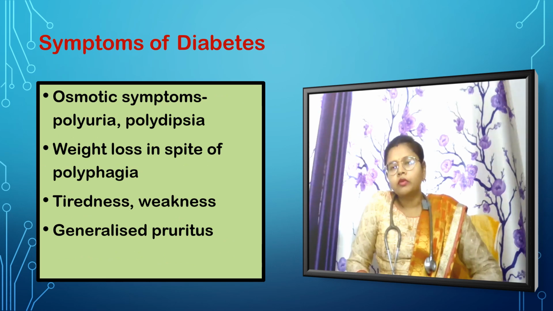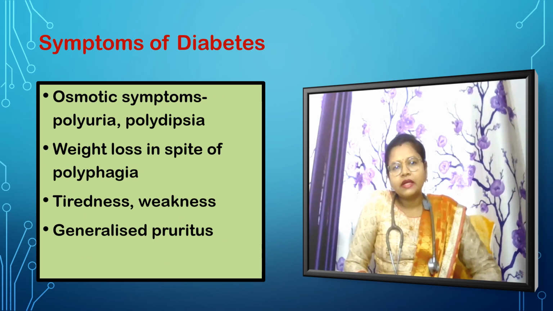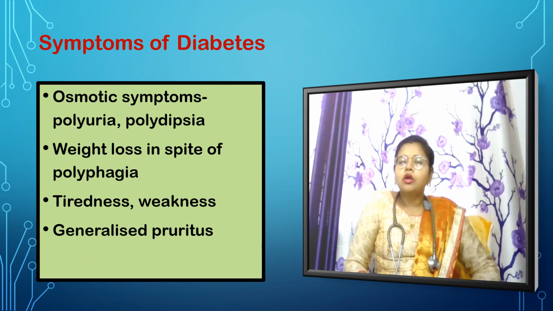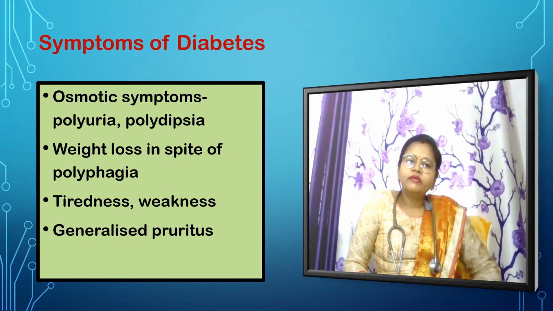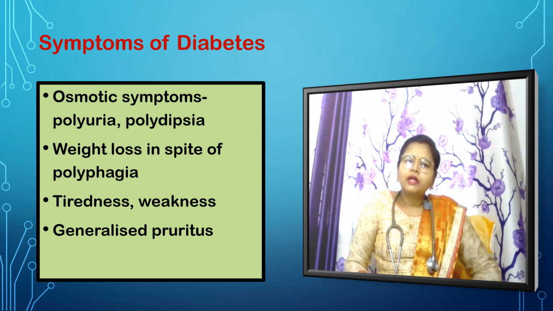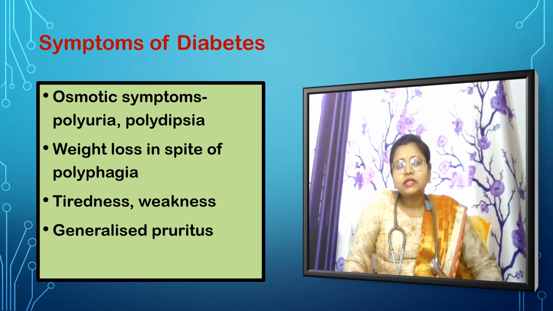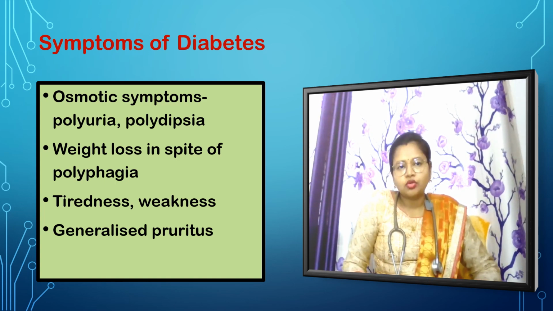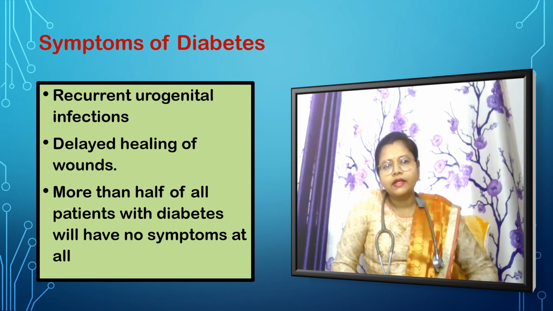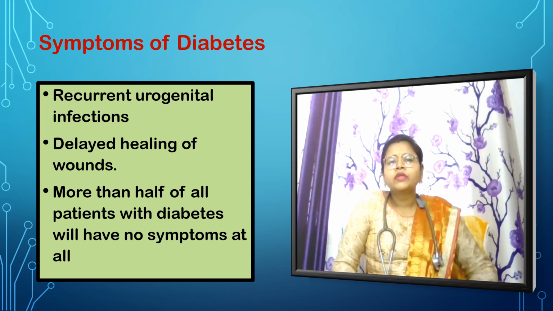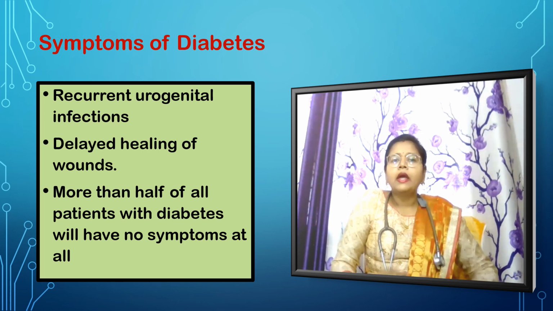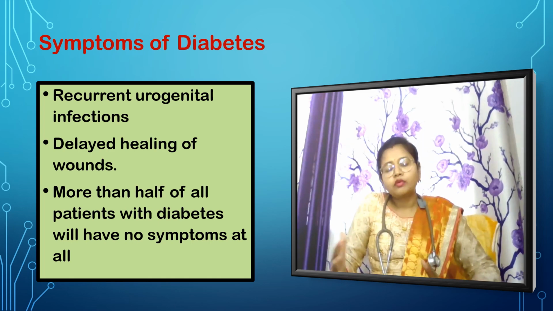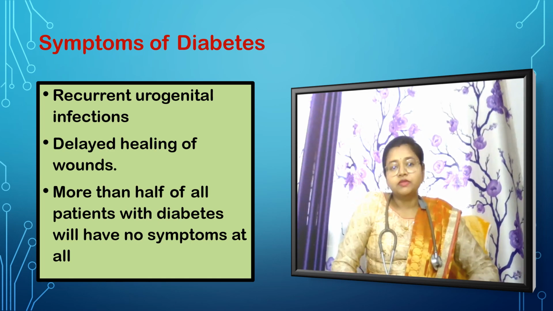Now we will know about symptoms of diabetes mellitus in short. Along with polydipsia, polyphagia and polyuria, tiredness and weakness is also felt, and sometimes you can feel pruritus also. People with diabetes mellitus can also experience recurrent UTI and delayed healing of wounds, but more than half of the people may not have any symptoms.